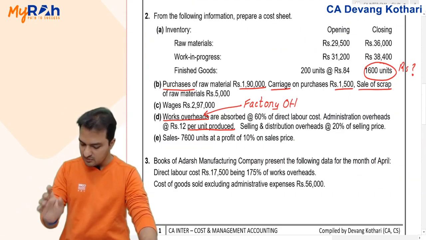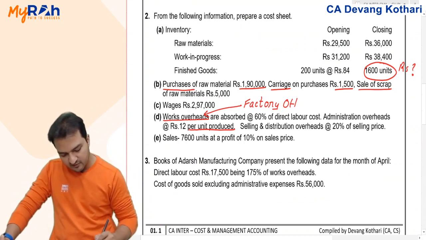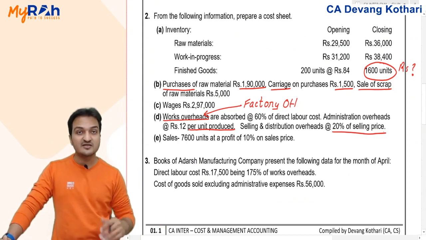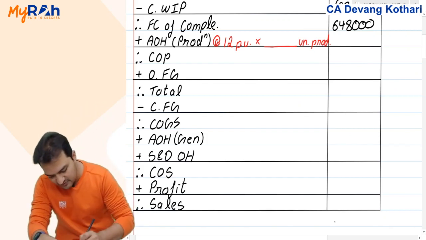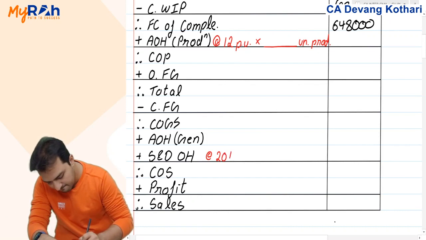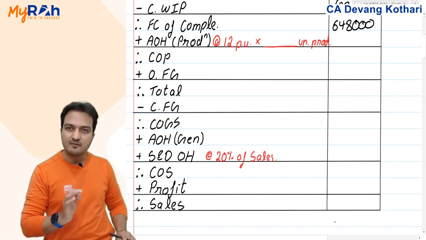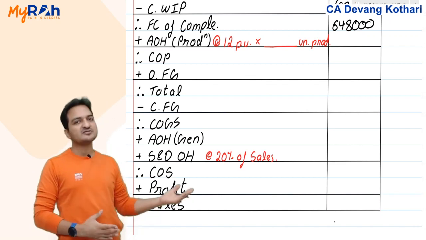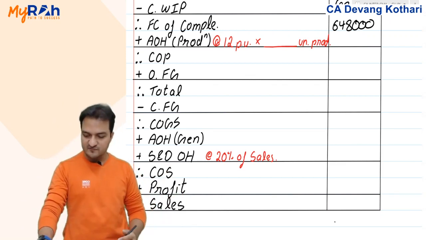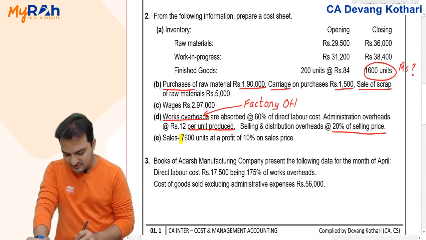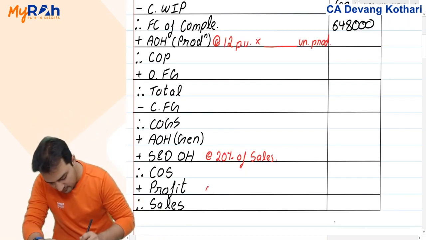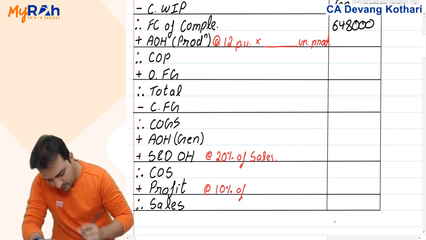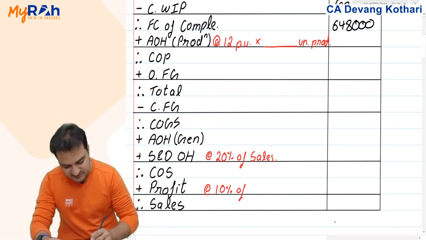I'll just go further. Further, what all details we are given? Let's see. Selling and distribution overheads, you are given 20% of the selling price. Again, selling overheads is given as percentage of selling price. We don't know the selling price yet, but I'll just write down the rate over here. Look, it says 20% of the selling price. Well, 20% of selling price would mean 20% of the sales. And finally, you are given sales is 7,600 units at a profit of 10% on selling price. So profit is also given, 10% of the selling price, meaning 10% of sales.